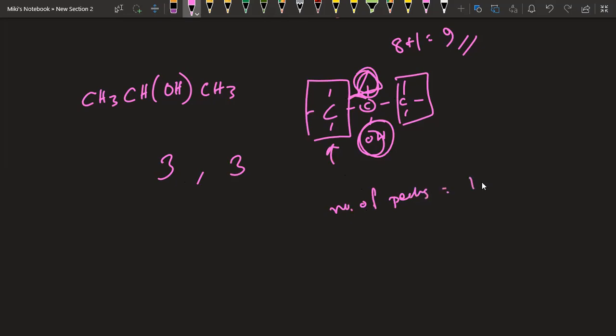Number of peaks should be the number of hydrogen plus one, which is two in this case. That means we have a doublet here. We should have a doublet here.